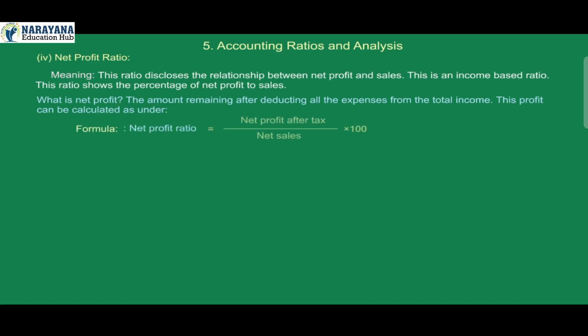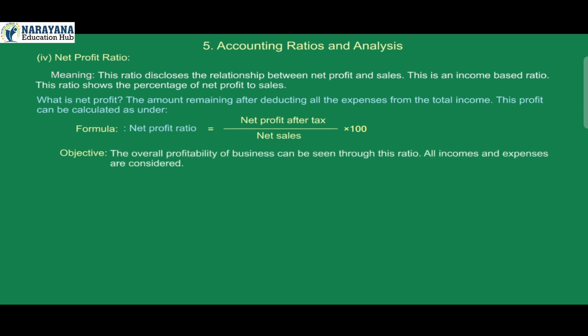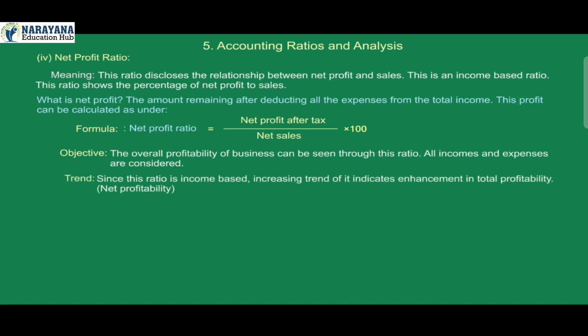Formula: net profit ratio is equal to net profit after tax divided by net sales into 100. Objective: the overall profitability of business can be seen through this ratio. All incomes and expenses are considered. Trend: since this ratio is income based, the increasing trend of it indicates enhancement in total profitability, that is, net profitability.